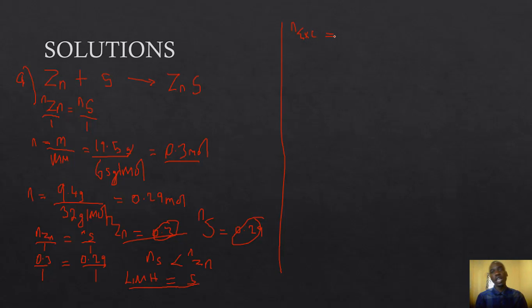Number of moles in excess. This one you're just going to say it's 0.3 moles. Okay, so 0.3 moles minus 0.29 moles. So this is 0.29 what? Moles. Then this one here will give us 0.001 moles. So these are the moles in excess.